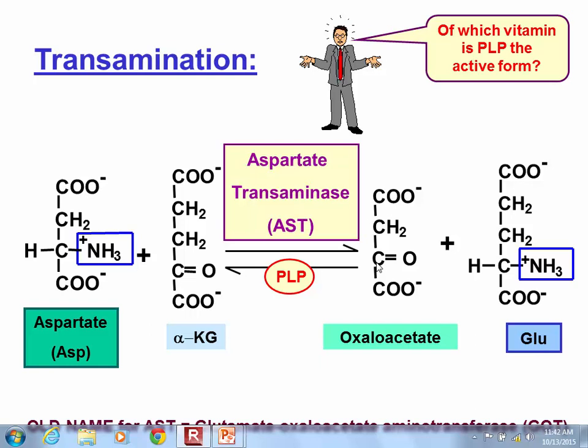Okay, so that's just how these enzymes are really relevant to amino acid metabolism, but they're also used potentially clinically for various reasons.